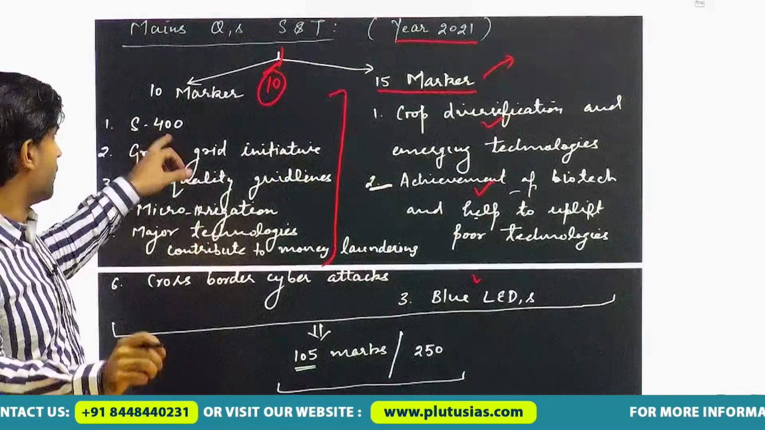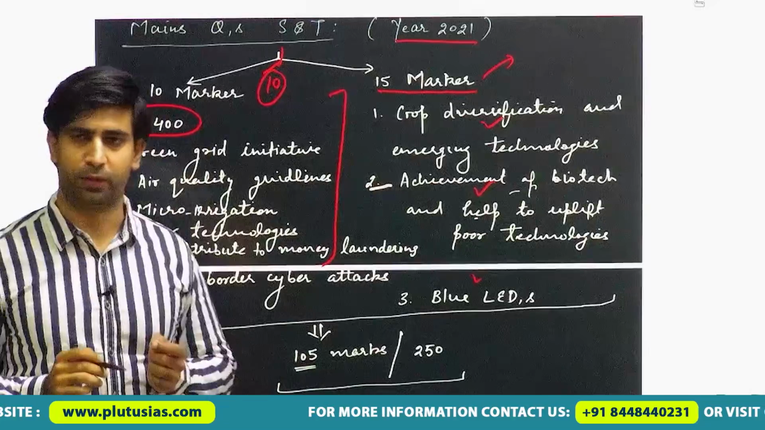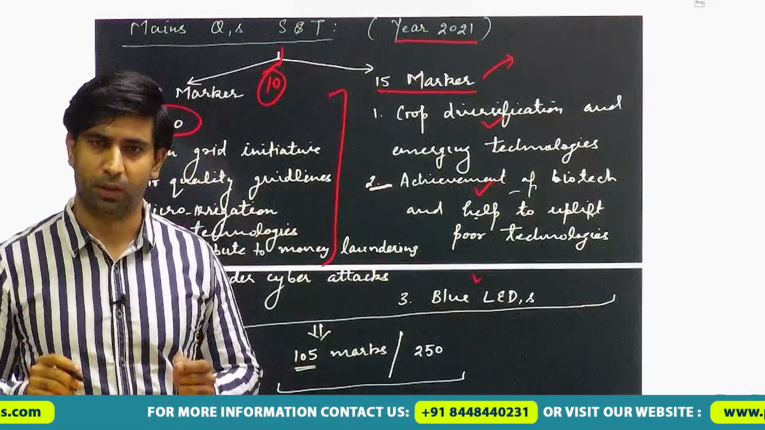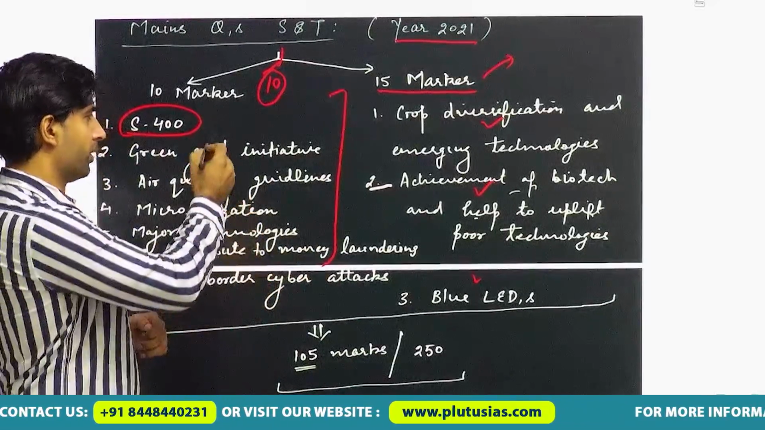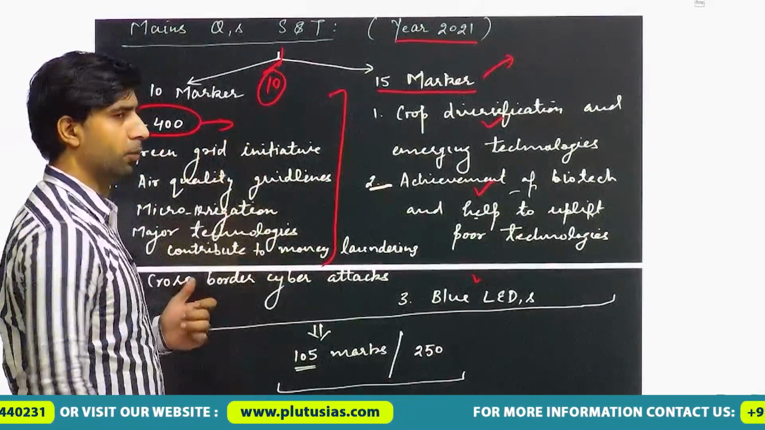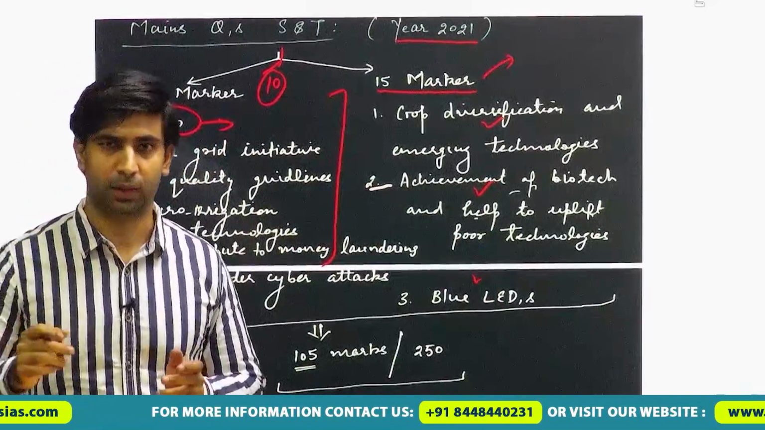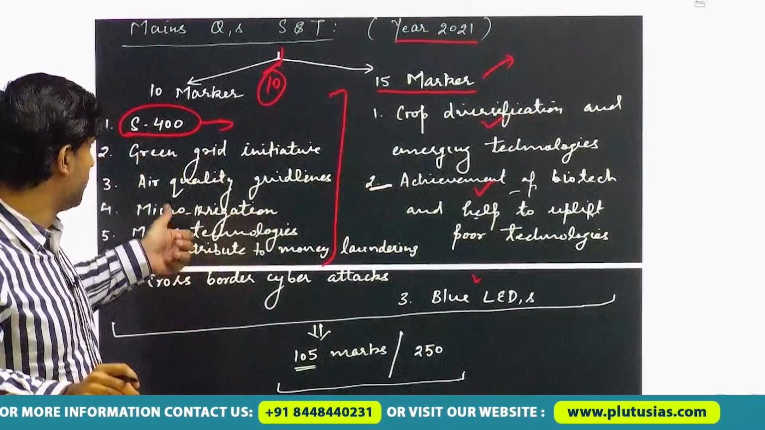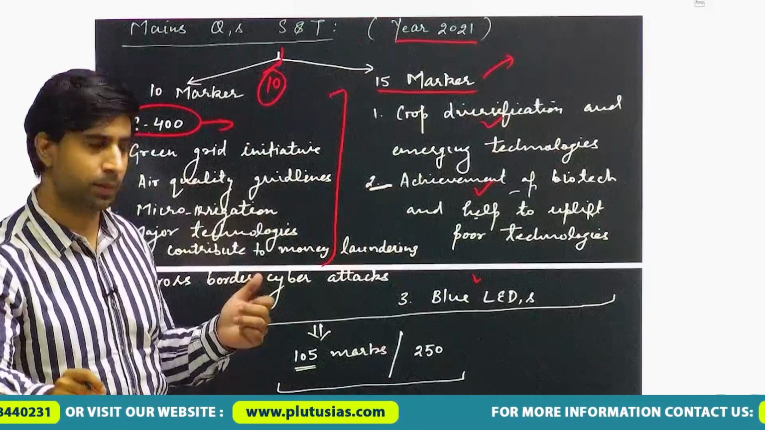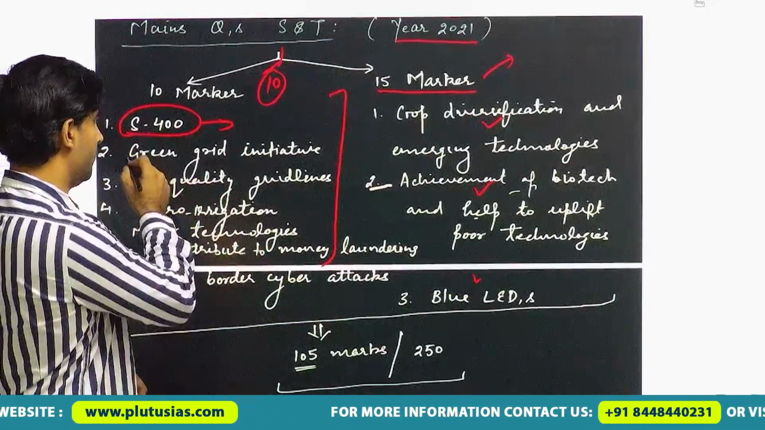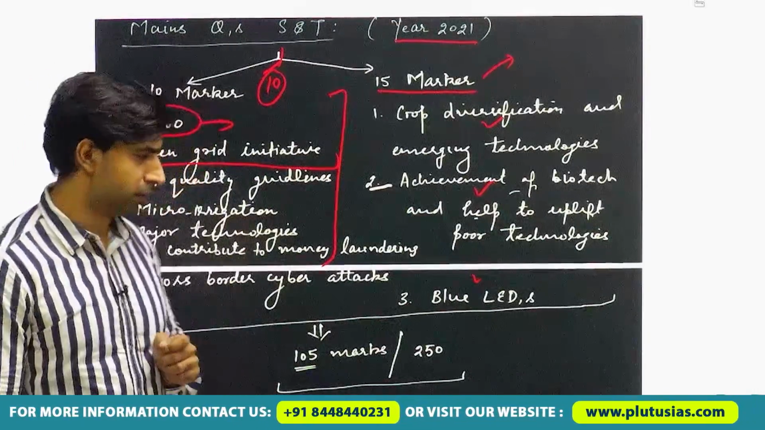Look at the S-400 missile system. It is not only superficial. The question was framed like that, how it is superior to other systems available with the other countries. For answering that part, you require all the features of the S-400 missile system. Similarly, other topics are also very specific. Green Grid initiative, this was one of the initiatives in the COP26. So this also requires very deep knowledge to write a good answer for the UPSC in the mains exam.